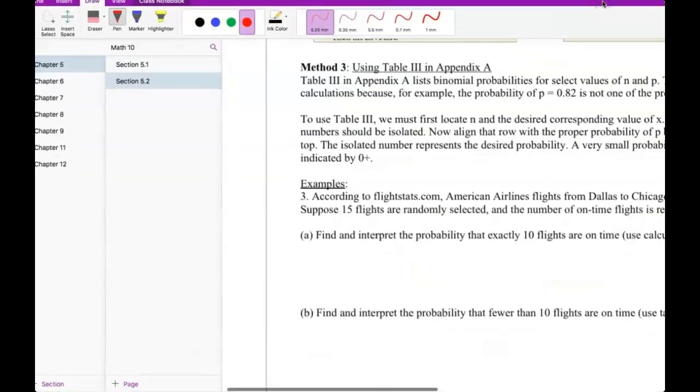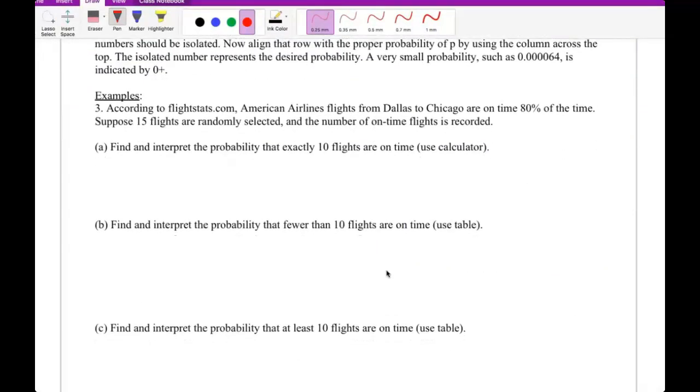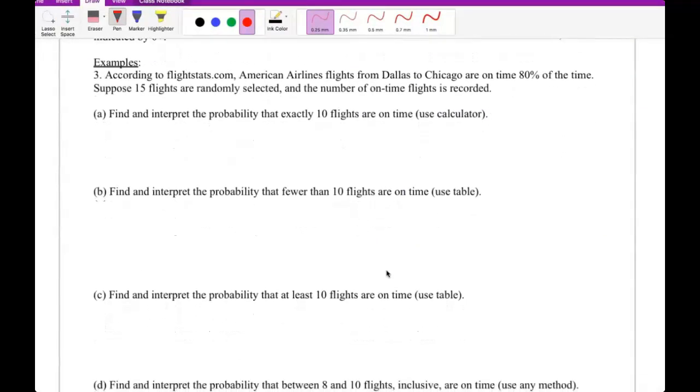Okay, back to this example. I'll show you how to use that table. Example number 3. According to flight stats, American Airlines flights, we have exactly the same thing, and these are on time. So that is 80%. So this is again the probability of success. And again, we have 15 flights. That is n. So part A, find and interpret the probability that exactly 10 flights, that's 10 is x, are on time.